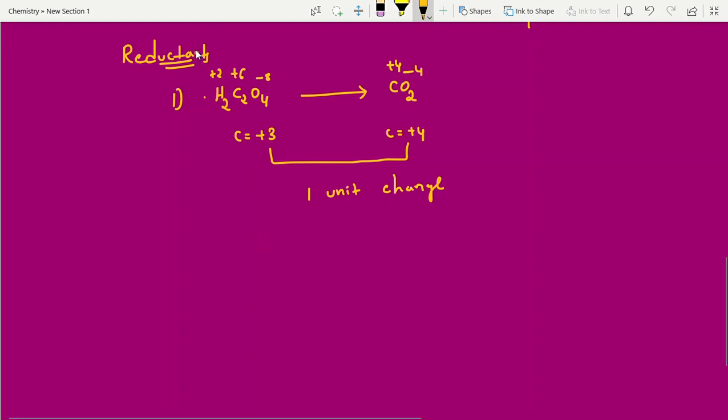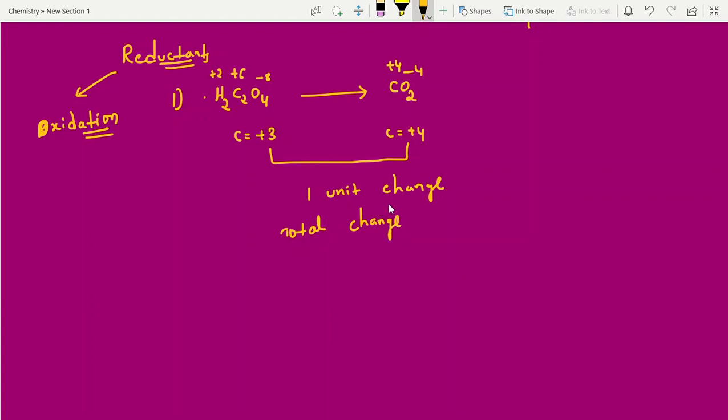Reducing agent means ready to undergo oxidation, right or not? So the oxidation state increases from +3 to +4. One unit change, but total change, don't forget this one, total change.